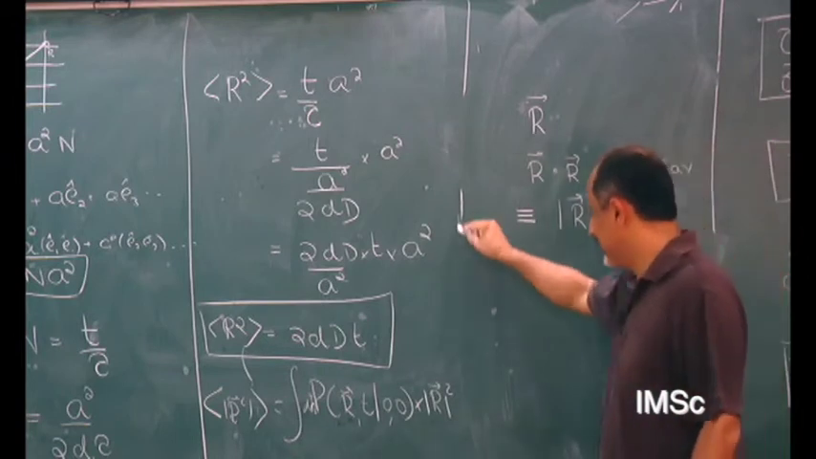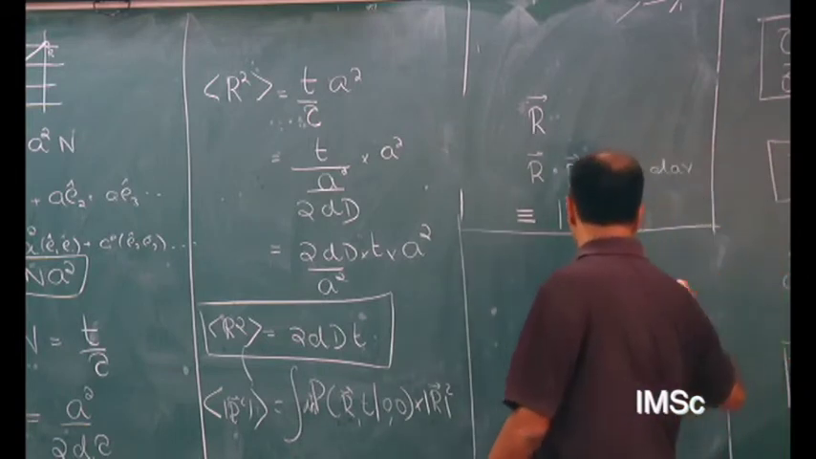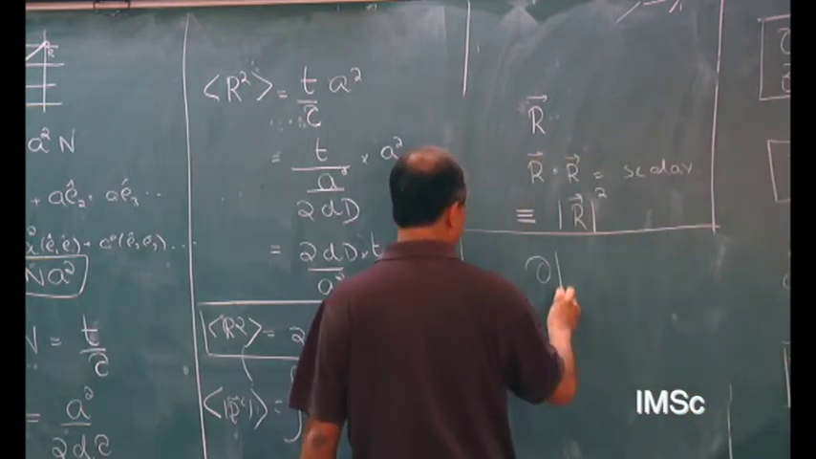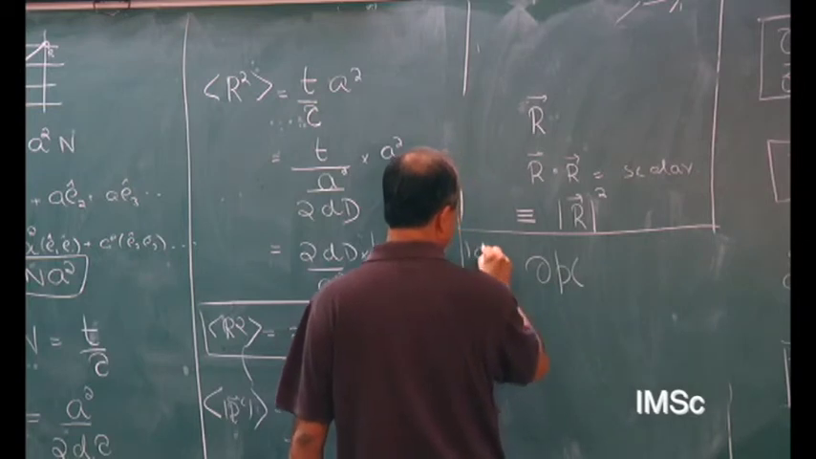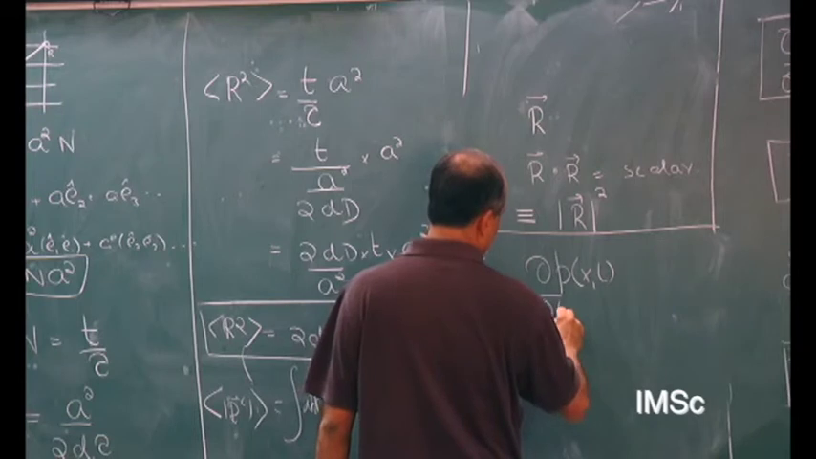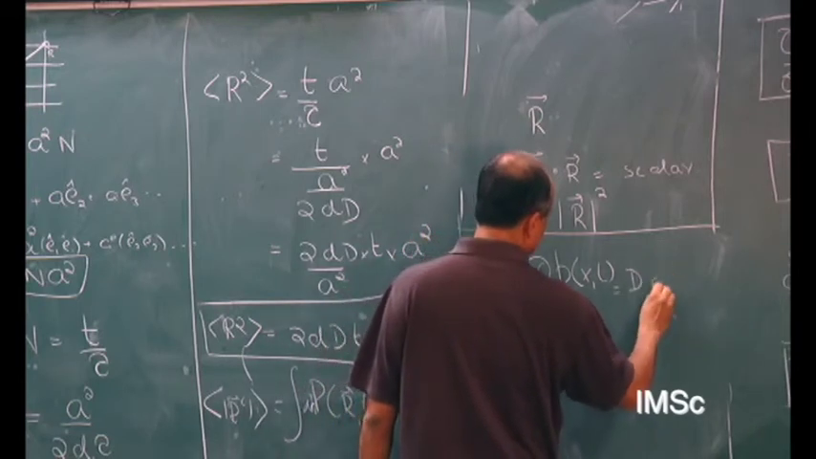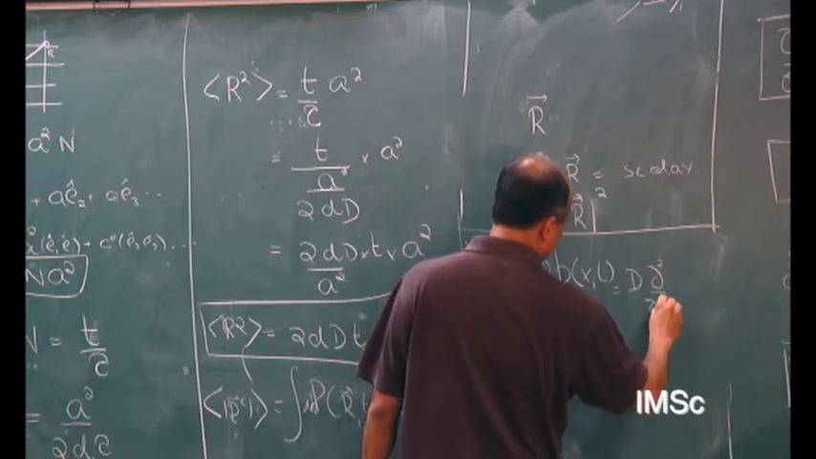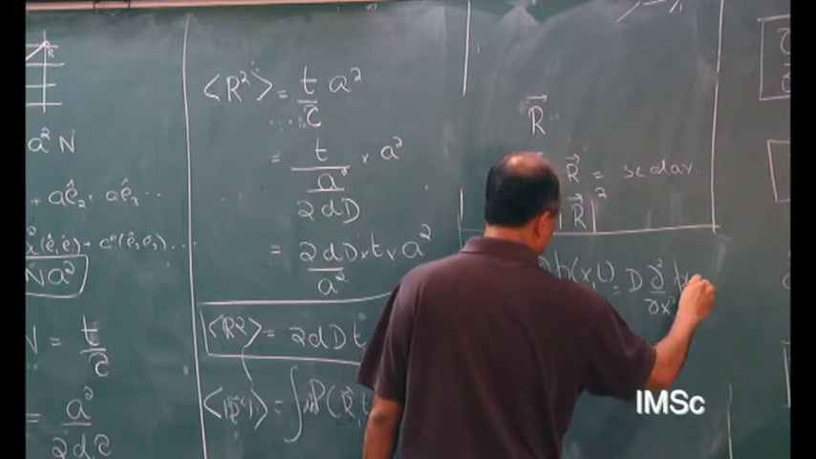Okay? So now the question is, let us now take this equation. Let's just first do it in one dimension. Delta P of x, t by delta t is D times delta squared by delta x squared times P of x, t.